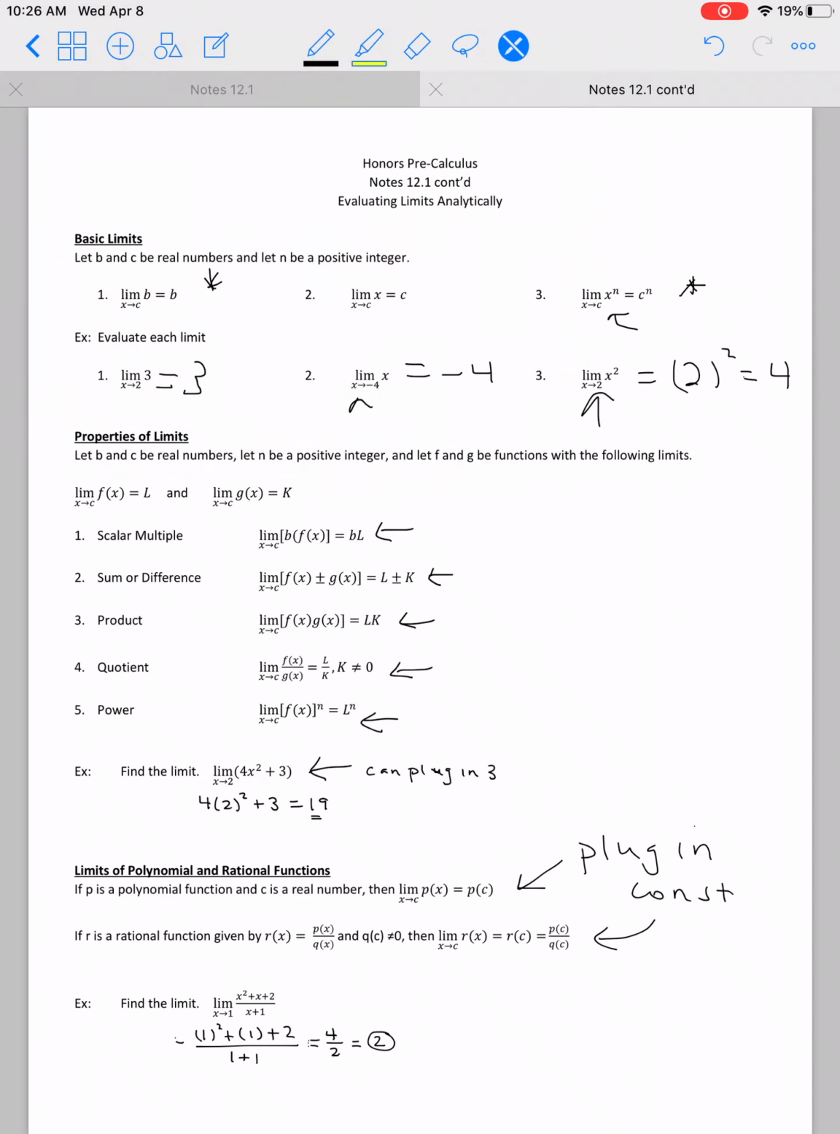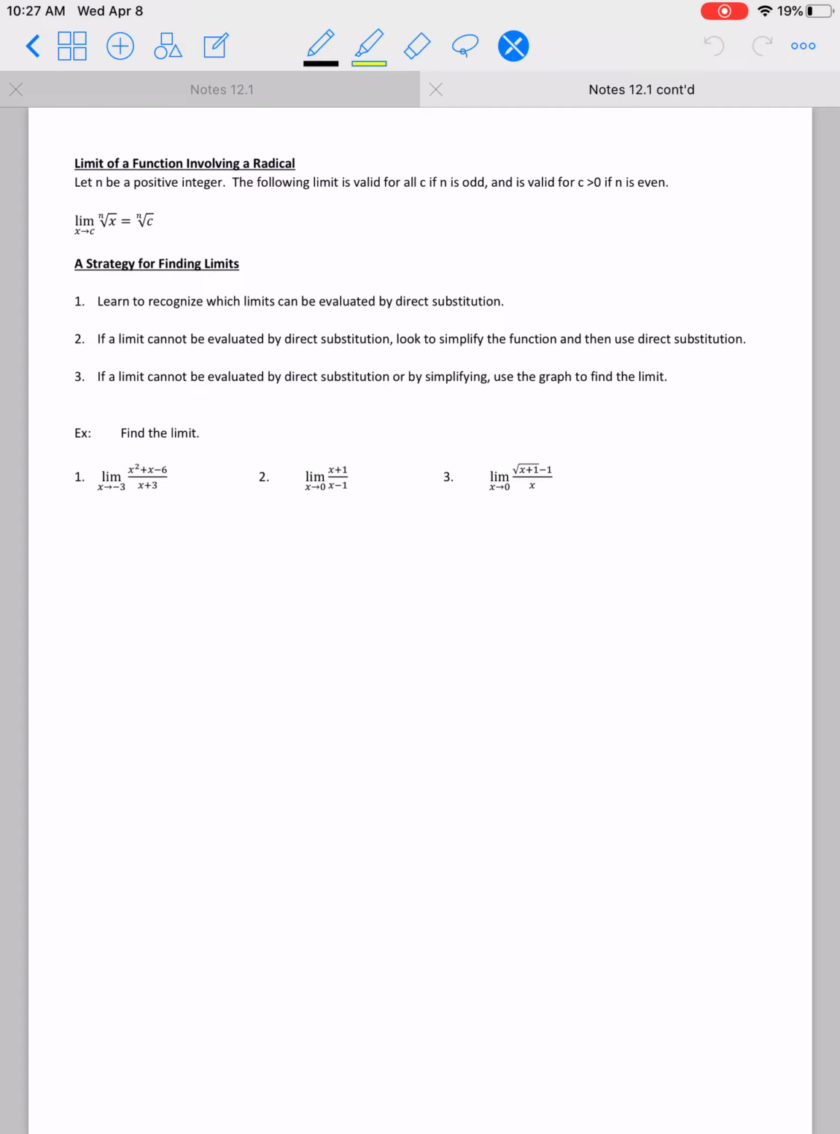Okay, the same thing holds with a radical, and you again have to take into account the domain if our index was even. So here, same thing like the polynomial, you're just going to plug it in and evaluate the square root.